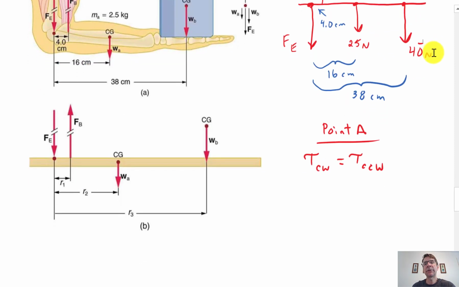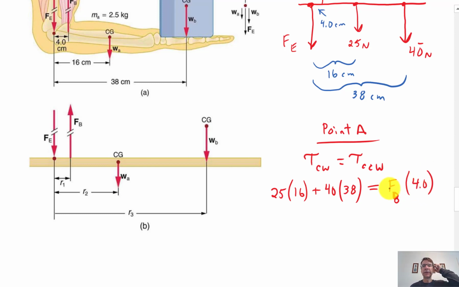So the two forces: the 25, it'll be the 25 times its distance from the elbow force, from point A. That's 16 centimeters. I can do this in centimeters, as long as I stay in centimeters. Or you can make that 0.16 meters if you want. Plus the 40 times its distance from point A, 38. So now I'm doing newton centimeters. That's okay, as long as you keep everything in centimeters. Equals the force of the bicep, F sub B, times its distance, 4.0 centimeters.